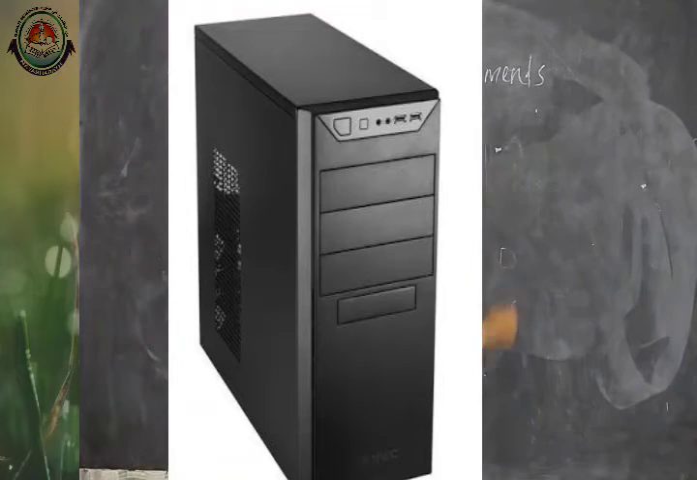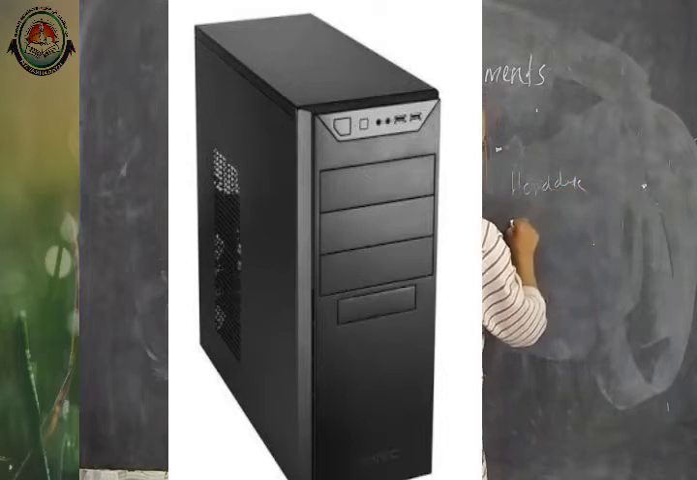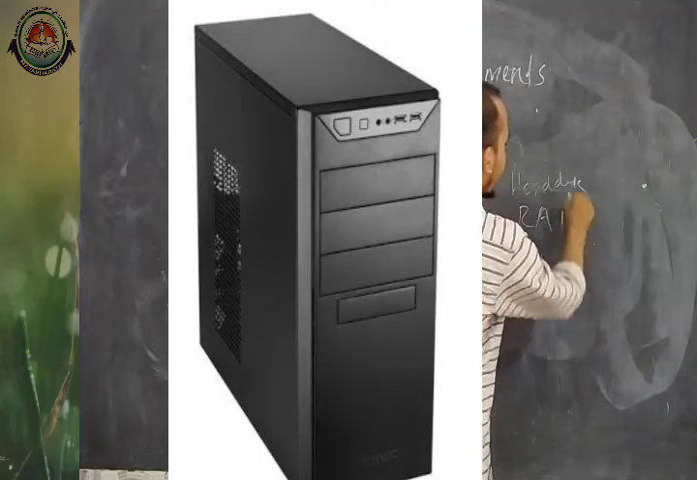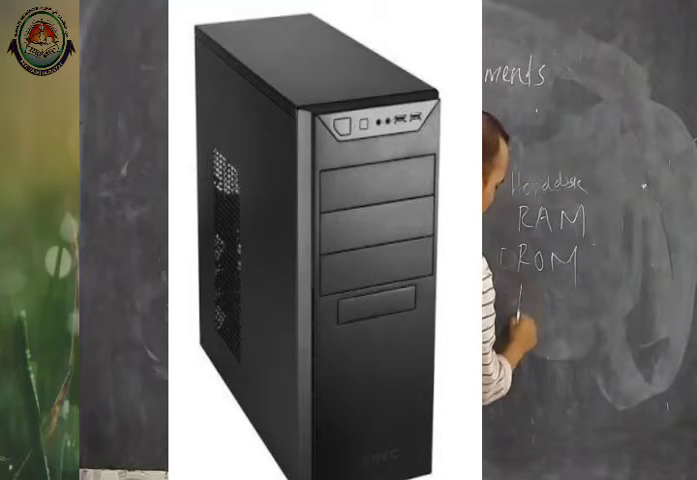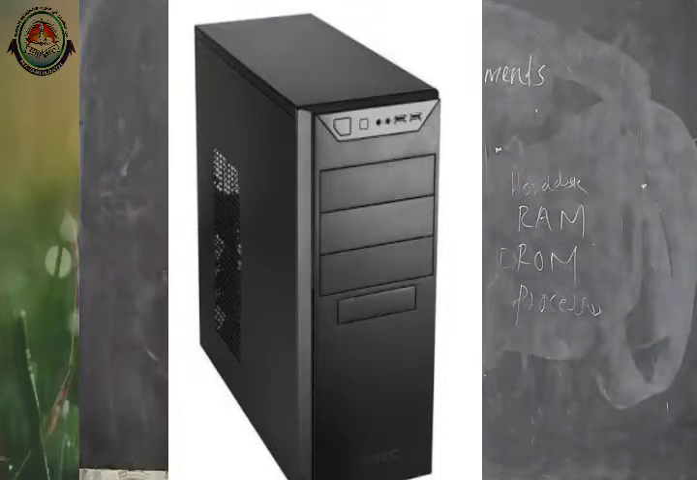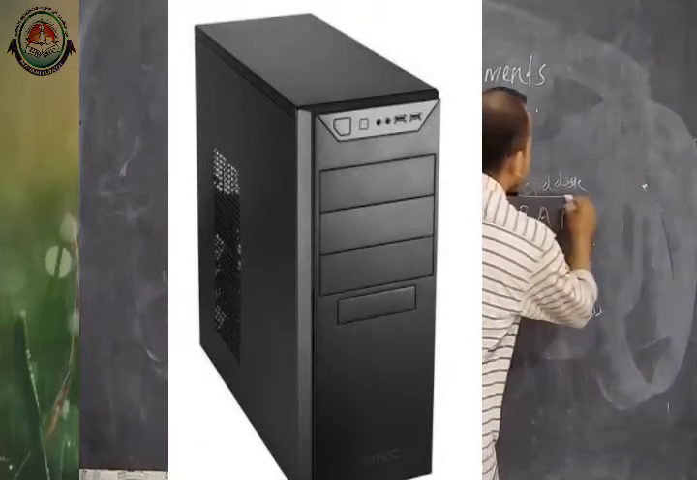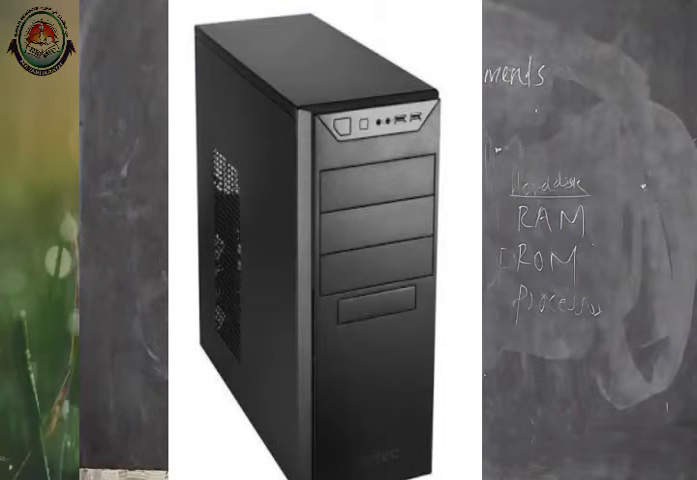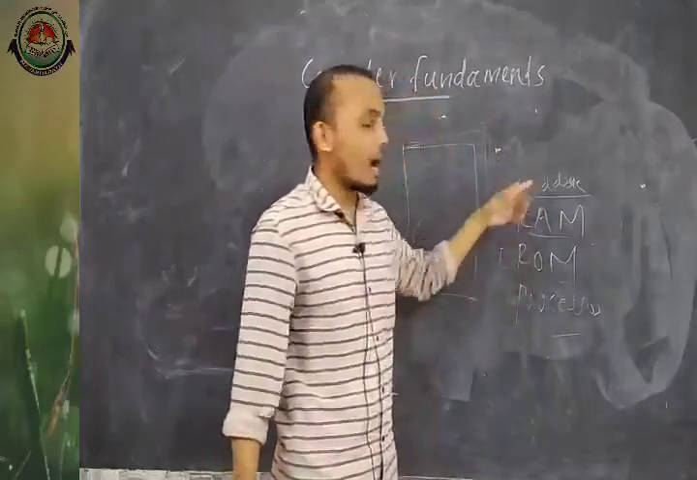This CPU box contains hard disk, then RAM, ROM, then processor, etc. This entire box is called CPU box. This is one device, hard disk inside this CPU, then RAM, ROM, processor, all these are included in this CPU box. Okay, then here this RAM, ROM, hard disk that we will discuss later.